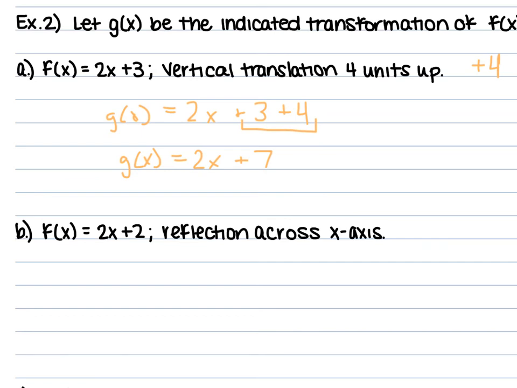For the second one, we have a reflection across the x-axis. Reflection across the x-axis happens when a negative is outside of our parentheses. Again, here we don't have any parentheses, so we can just put our negative out front of the x. So our g of x is going to be negative 2 times x plus 2.